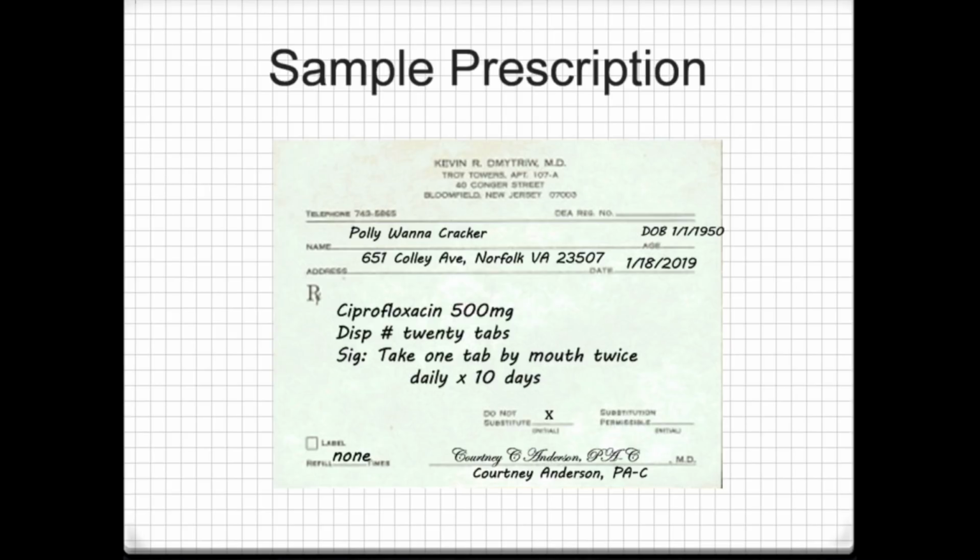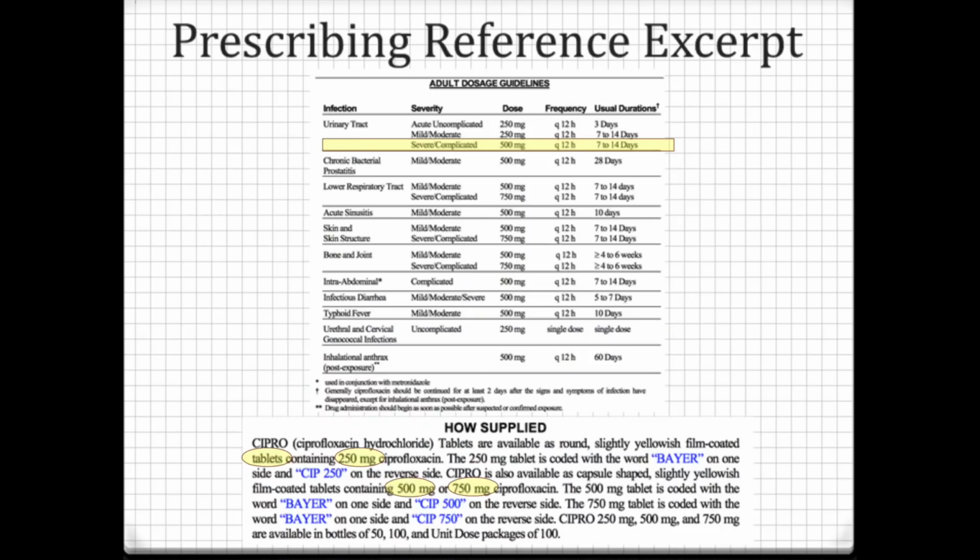You will be exposed to a multitude of resources during this course so that you develop the skills to extract the information you need from each document so that you can write a prescription. This is a copy of the FDA datasheet on Cipro. It's 91 pages long, and embedded in it is the dosing schedule and how the medication is supplied. If we are treating our patient for a complicated UTI, we see the recommended dose and frequency is 500 milligrams every 12 hours for 7 to 14 days. We can also see that the pills are in tablet form, not capsules, and they are available in 250 milligram, 500 milligram, and 750 milligram strength.